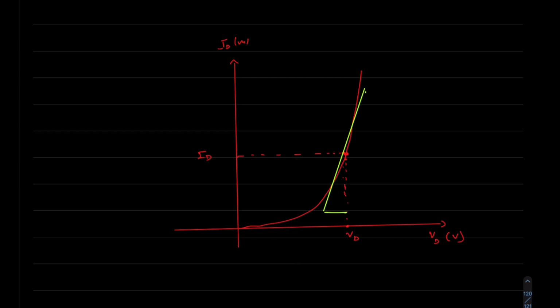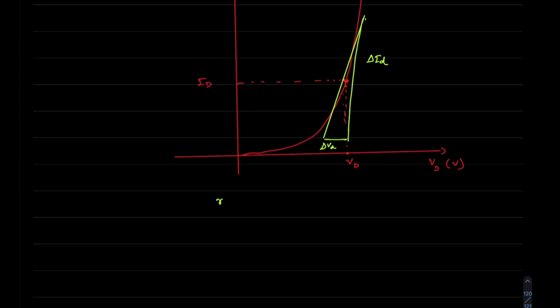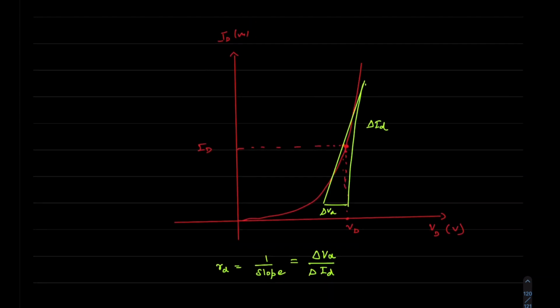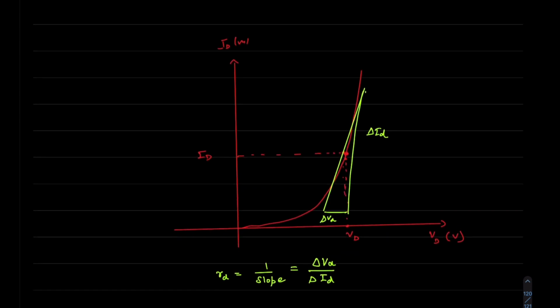That's a very bad line, but what are you gonna do? Del VD and del ID, and dynamic resistance RD would be 1 over slope, or equal to del VD over del ID. This is the dynamic resistance of a diode under forward bias, right?